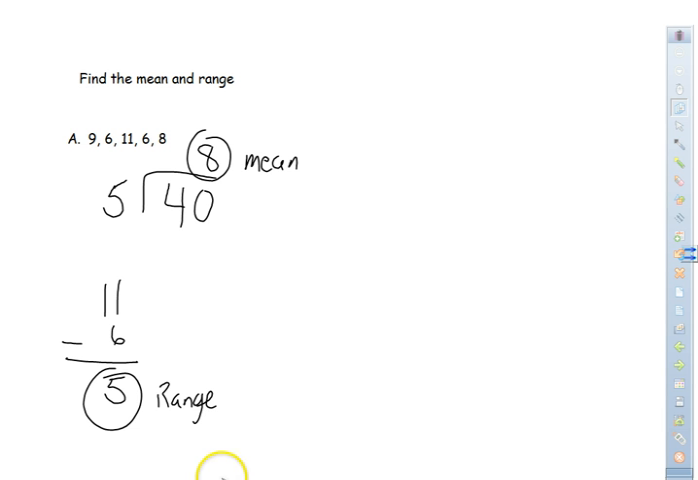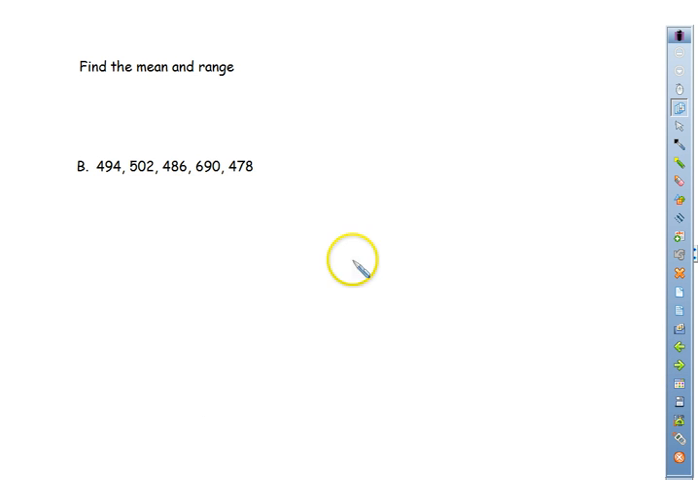Check your answers, see if you got the same. If you didn't, please take note of that, and we can talk about it more tomorrow. Go ahead and hit pause and solve this.